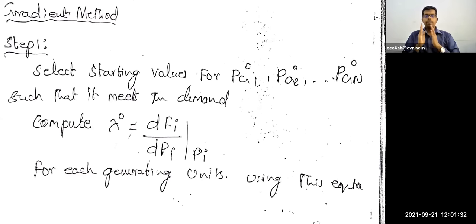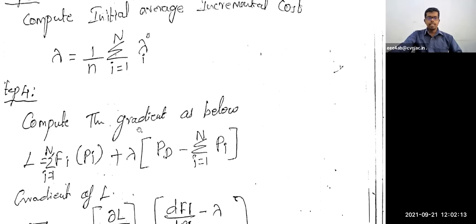Next, what is the second step? We need to compute lambda i naught. So what is the formula for lambda i naught? Lambda i naught is equal to dFi divided by dPi, by substituting the values of Pi, that is PGi. By substituting the values of PGi, we need to find out the lambda naught for each generating unit using this equation. So we need to substitute each value of PG1, PG2, PG3, up to PGn, and find out this lambda i naught.